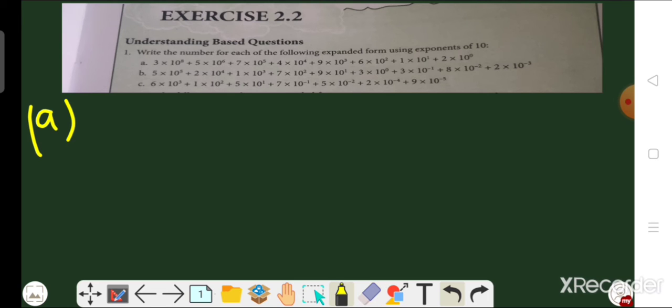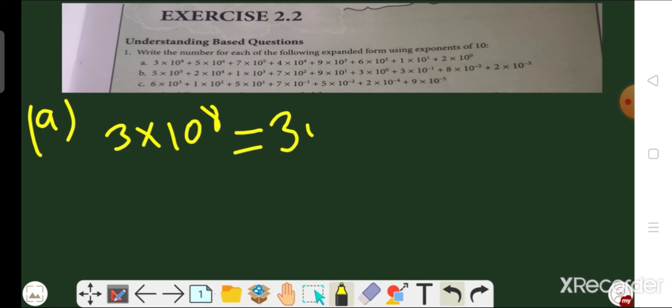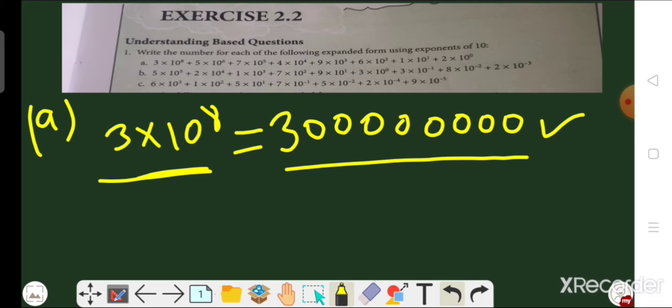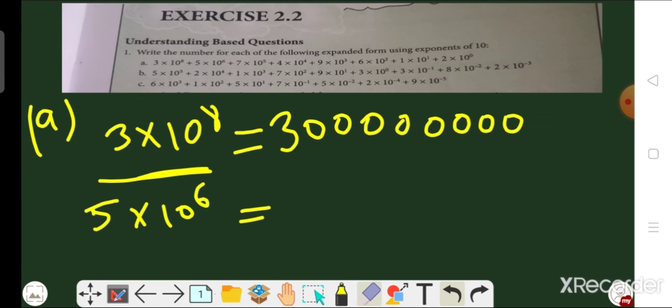In part A, we are given 3 multiplied by 10 raised to the power 8. So in place of 3 multiplied by 10 raised to the power 8, what do we have to write? We have to write 3, and after 3 we have to write 8 zeros. So 1 2 3 4 5 6 7 8. This is the decimal representation of 3 into 10 raised to the power 8. The next one is 5 multiplied by 10 raised to the power 6. You have to put the addition sign as it is, and write 5, and after 5 how many zeros do you have to write? 6. 1 2 3 4 5 6.